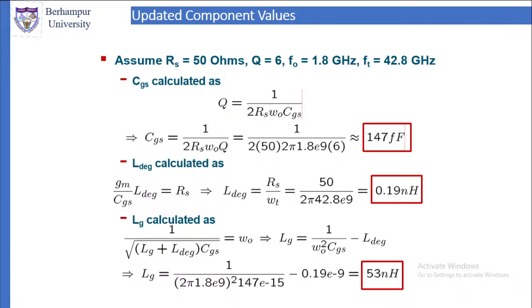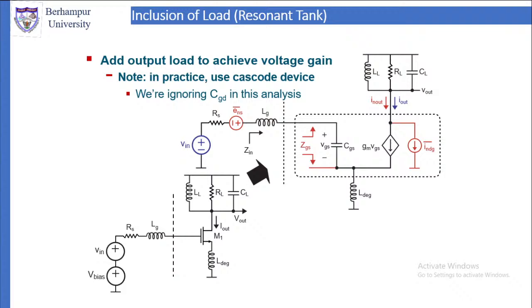Then LG calculation is from this formula, 1 upon root over of (LG plus LDEG) into CGS is equal to omega 0. Now put the value of omega 0, LDEG, CGS. Then you find out LG, that will be equal to 1 upon omega 0 square into CGS minus LDEG. Put these values, omega 0, CGS and LDEG value. Then LG will be equal to 53 nanohenry. So we have found out the component values.